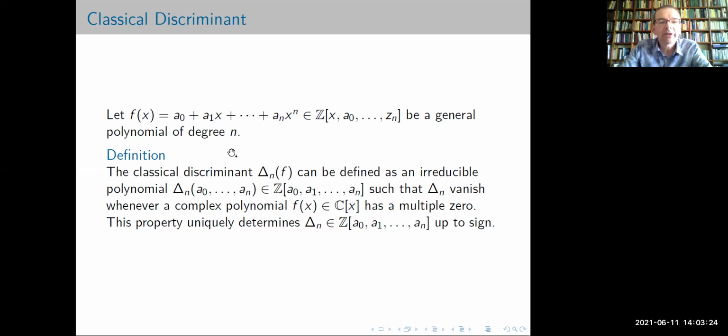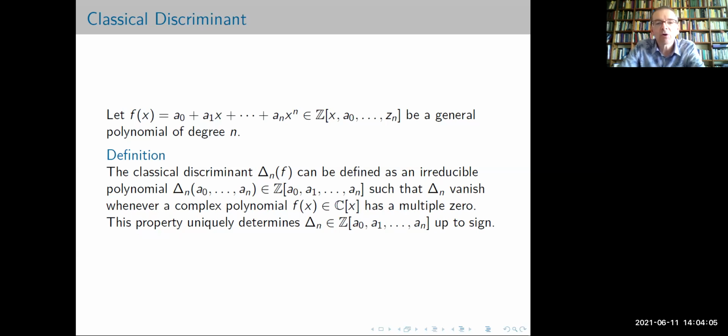And what is the classical discriminant? It's an irreducible polynomial. In this ring, it is an irreducible element, which is characterized by the property that this polynomial vanishes exactly whenever a complex polynomial with coefficients a0, a1, up to an has a multiple zero. I remark that this property uniquely determines this polynomial up to sign.